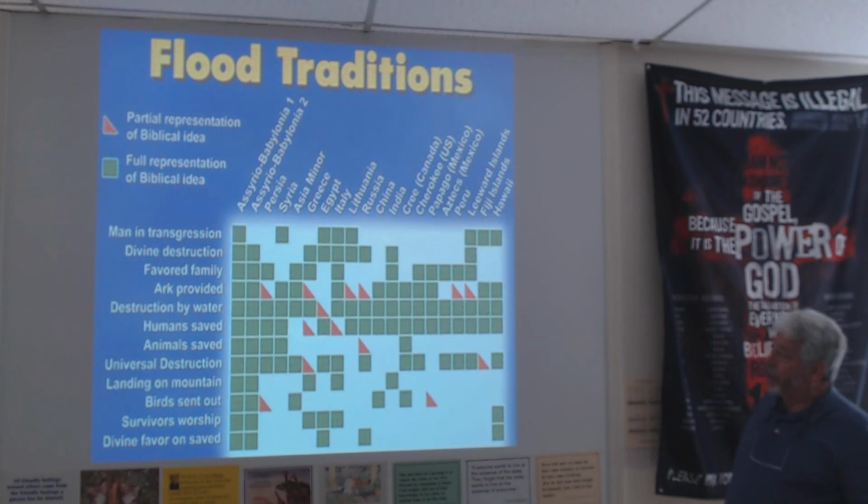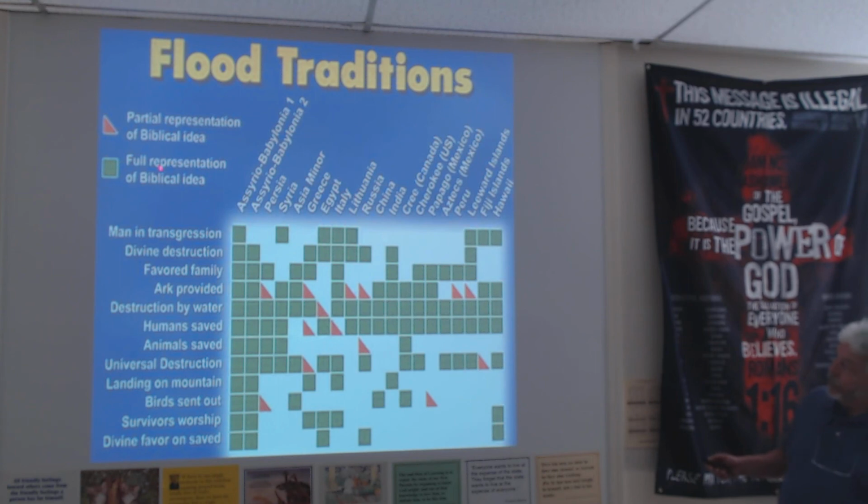This is a chart showing the flood traditions throughout the world. You can see the ones that have a full representation of the biblical idea and some that have the partial. If you look down through here, we've got Assyria, Persia, Syria, Egypt, Greece, Aztec, Peru, all these different ones. Each one has a full representation of man and transgression. These all have divine destruction.